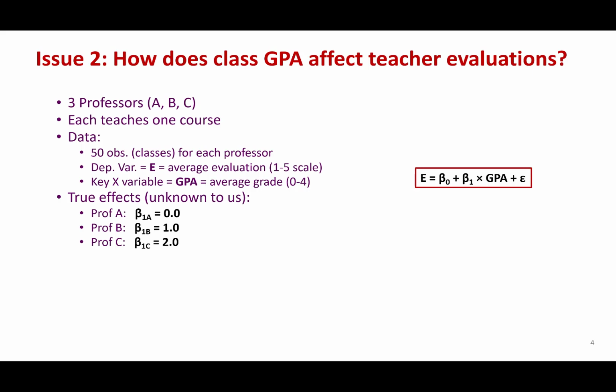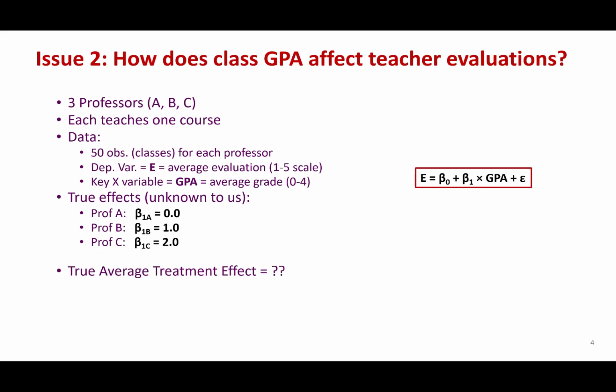Okay, so here are the effects that I imposed on this notional data, but we have to act like we don't know what these are. Okay, so for Professor A, I gave an effect of 0.0. For Professor B, his or her beta 1 is 1.0, and C has a beta of 2.0. So basically says for Professor A, grades do not affect evaluations. For Professor B and C, the grades do affect the evaluations, more so for Professor C. So again, the mortals among us do not know what these actual effects are.